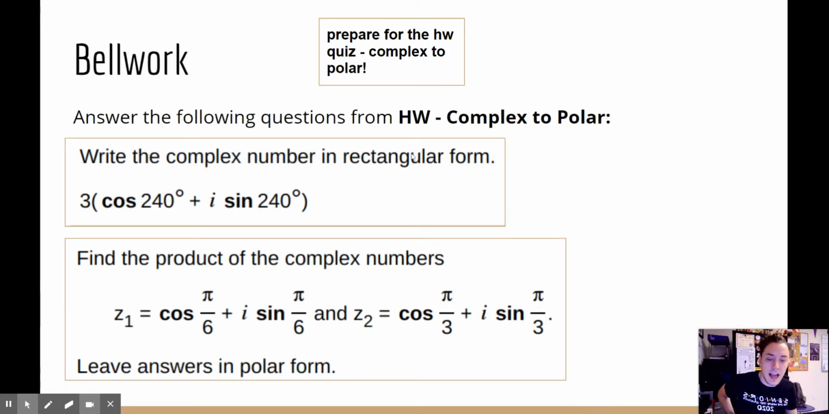These are the 2 questions I have for you. We want to write the complex number in rectangular form. So that simply just means we're going to evaluate it. And then here we're going to leave answers in polar form, but we're going to find the product. So go ahead, pause the video if you need to get these questions down, and then we'll get started.